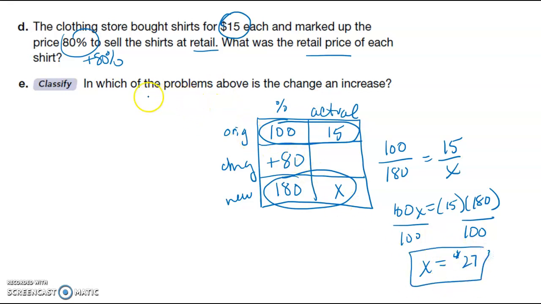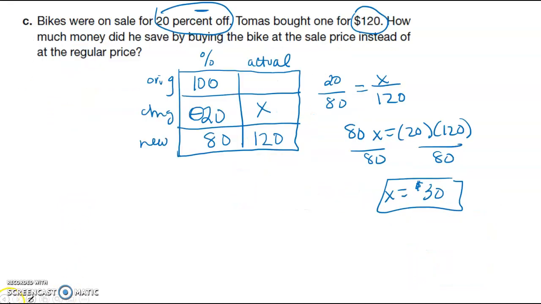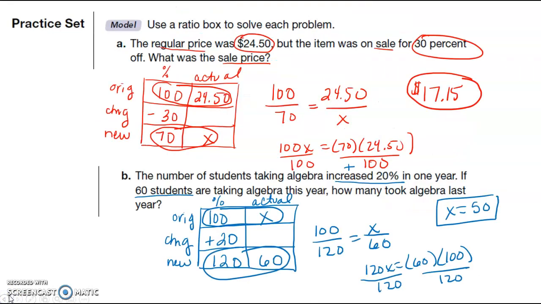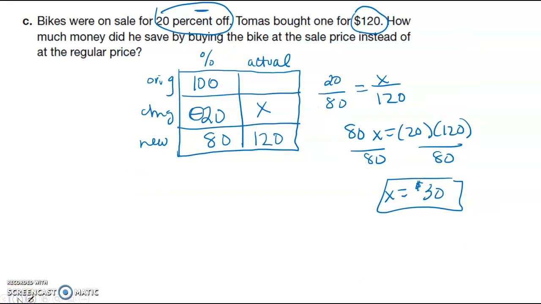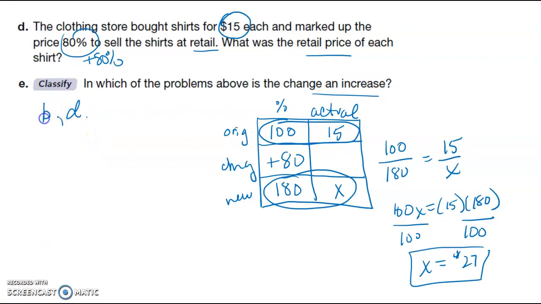Okay, E says which of the problems above is the change in increase. So when we look at D, D is an increase. Let's go back and see the other ones. This was a decrease because it's 20% off. And then B is an increase because the students increased by 20%. So I would say B and D.